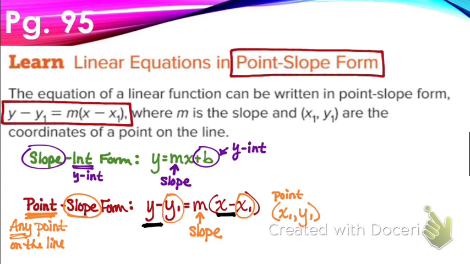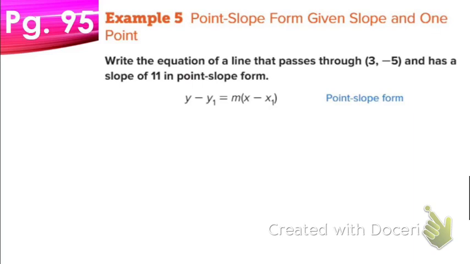So we're going to write an equation in point-slope form, and then we're going to convert it into slope-intercept form. We're going to do the converting part in the margin. We're going to look at example 5. What information did they give us to work with in example 5? 3 and negative 5. So here's my point. What else do I have? I have a slope of 11.